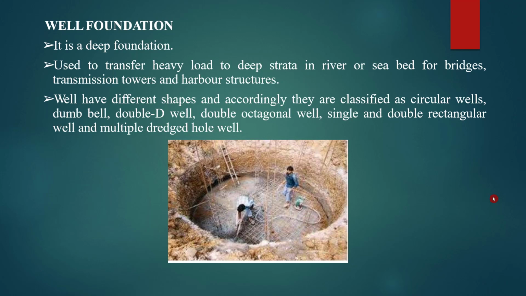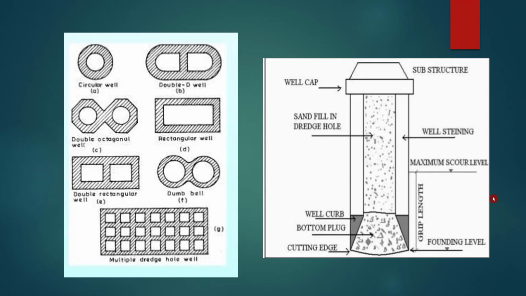The other type of foundation is the well foundation. It is also a deep foundation, used to transfer very heavy loads, mainly for bridges and towers, as they have very high loads. It is basically a pile having a bigger diameter, from a simple point of view. There are various shapes of well foundation. It could be a circular well, double well, or rectangular. These are all design perspectives, and the designer can choose what is suitable for the case.